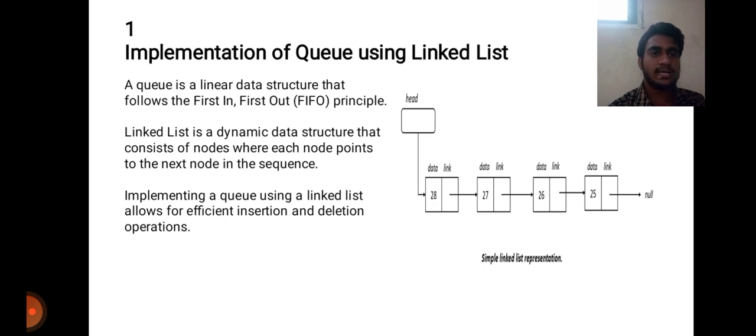First, we have to create a head. Next, the head is connected to the node. We have to create a node. A node has two parts: one is data and the other part is the address of the next node.